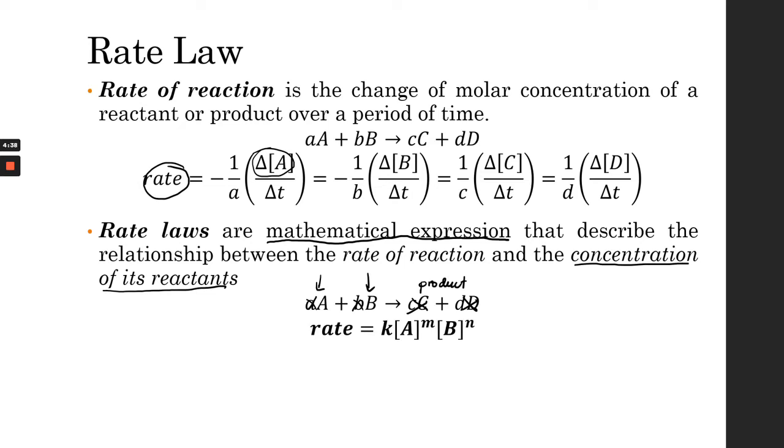The rate law, or the mathematical expression that we are going to use, is this: rate is equal to a certain constant called the rate constant K, multiplied by the molar concentration of A raised to some m, multiplied by the molar concentration of B raised to some n. Later, we will discuss what K, m, and n are. But basically, A and B here are the molar concentrations. Again, these are not a change in the molar concentration. This is just one molar concentration at a single time.